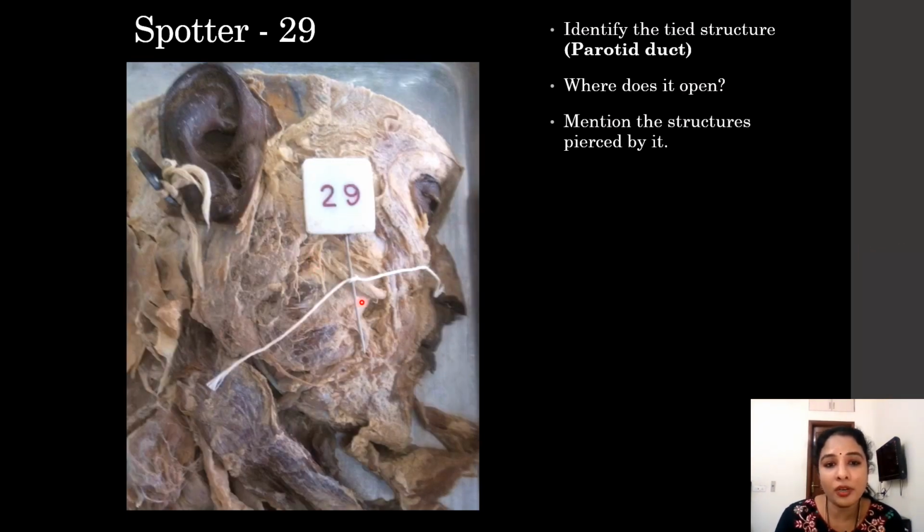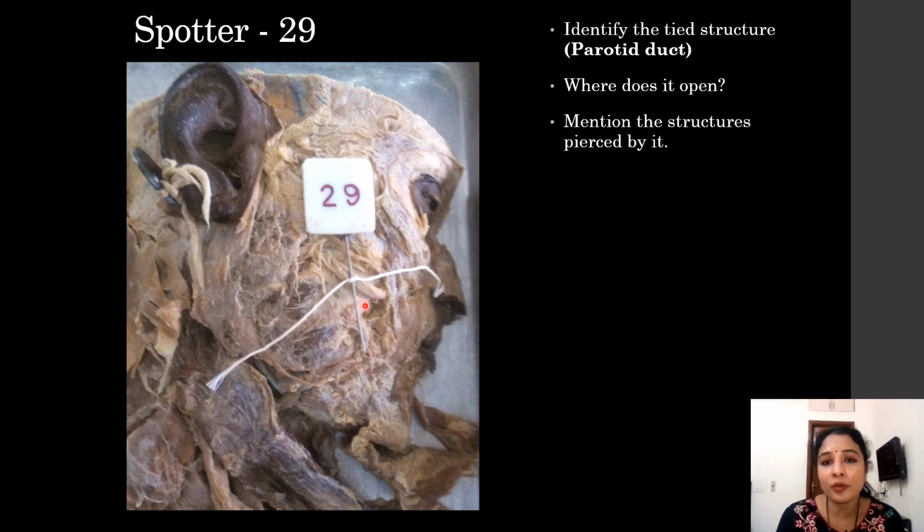The next spotter here is the parotid duct, we can see, which is arising from the gland and winding round the anterior border of masseter muscle. This is masseter, which is a muscle of mastication. So it winds round the masseter and it pierces a muscle here which is called buccinator. It pierces the buccinator and then it opens into the vestibule of mouth. So the structure here is the parotid duct.